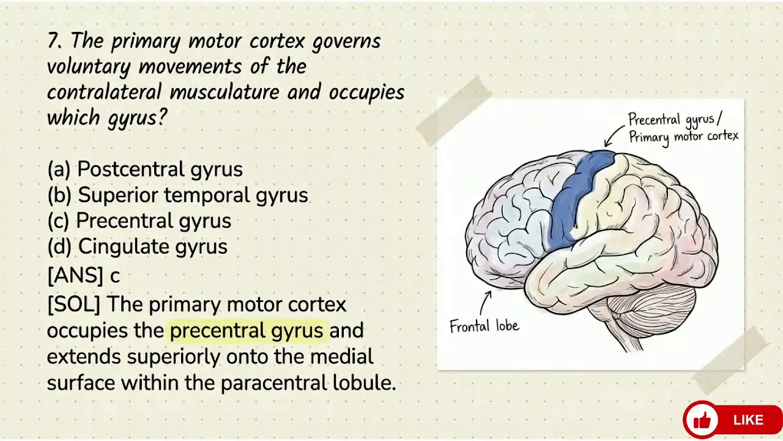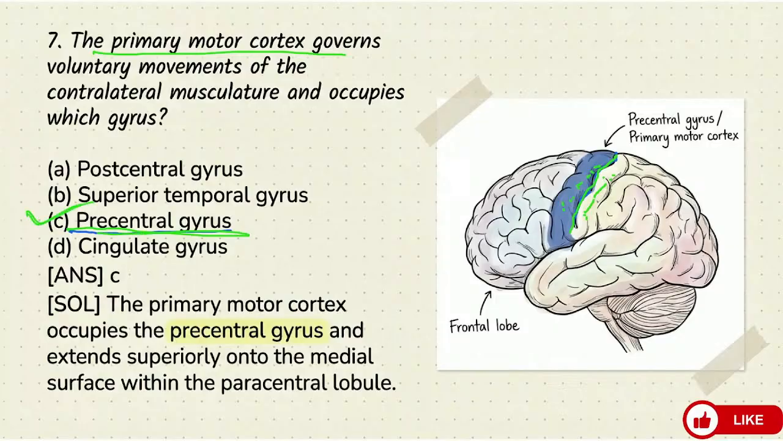The primary motor cortex governs voluntary movement of the contralateral musculature and occupies which gyrus? Okay, so this one, precentral gyrus. At this part you will find the central sulcus. This part is called the precentral gyrus, and this part is called the postcentral gyrus. So the primary motor cortex is found mainly in this precentral gyrus.